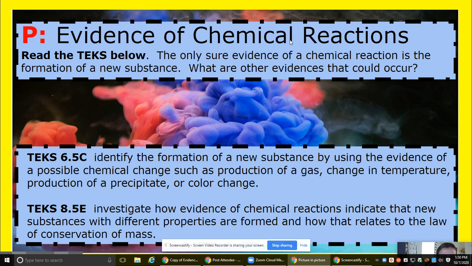Practice. Evidence of chemical reaction. Read the text below. The only sure evidence of a chemical reaction is the formation of a new substance. What are other evidences that could occur? So some possible chemical changes could be production of gas, change in temperature, production of a precipitate, or a color change.